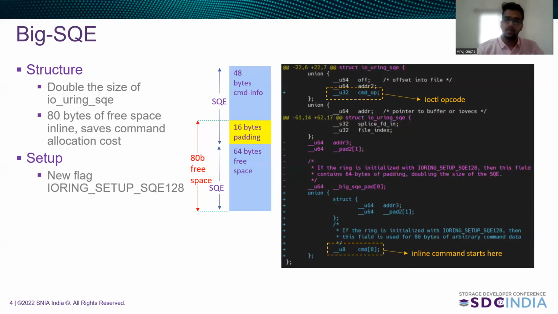If the application wants to use the Big-SQE facility, then the application would have to specify the IORING_SETUP_SQE128 flag at the time of ring setup. And once the application does that, the command field in the SQE will start pointing to the 80 bytes of free space that we just discussed.